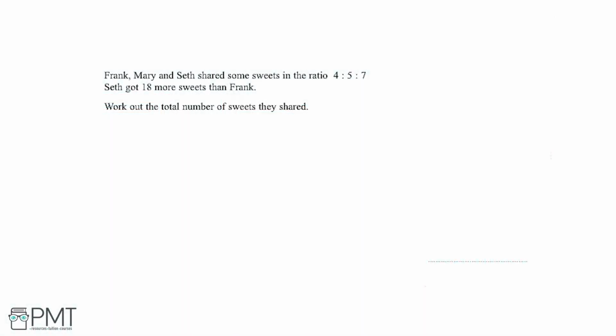Frank, Mary and Seth shared some sweets in the ratio 4, 5, 7. Seth got 18 more sweets than Frank, and we need to work out the total number of sweets they shared. Okay, so I'm going to write this out here so it's a bit clearer. So we've got Frank, F, Mary, M, and Seth, S, and they shared the sweets in the ratio 4, 5, 7.